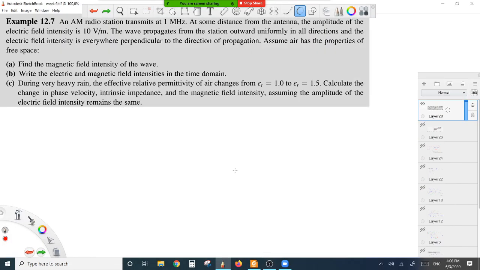Well, let's continue. Here we have an example. Okay, let's read. An AM radio station transmits at 1 megahertz.